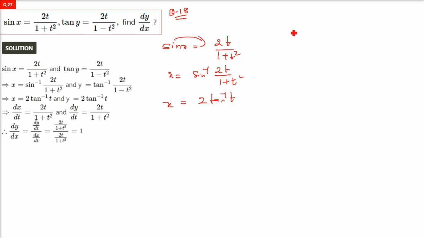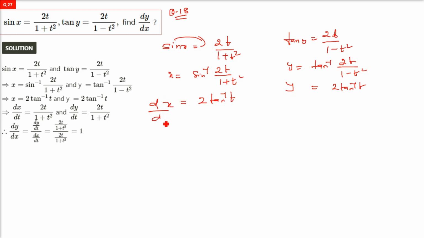Then tan y is equal to 2t by 1 minus t square. Y can be written as tan inverse of 2t by 1 minus t square. In question number 18 and earlier questions also, when we put t as tan theta, the way we have already explained, you can easily get this as 2 tan inverse t. So the right hand side is the same for both of these, so dx by dt, dy by dt, they both are same: 2 tan inverse t, 2 tan inverse t.